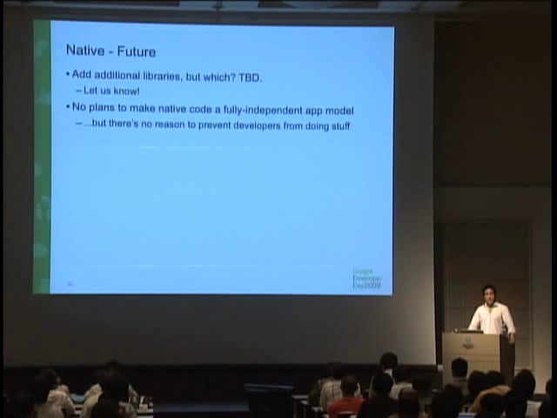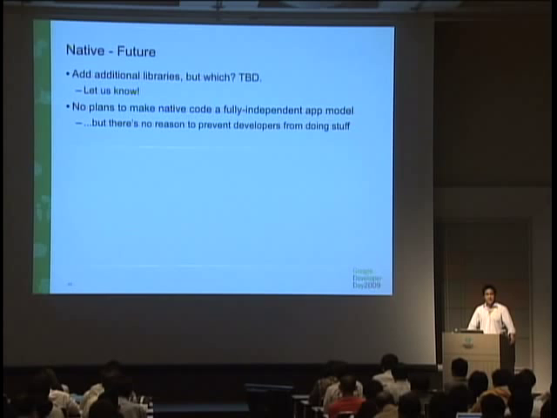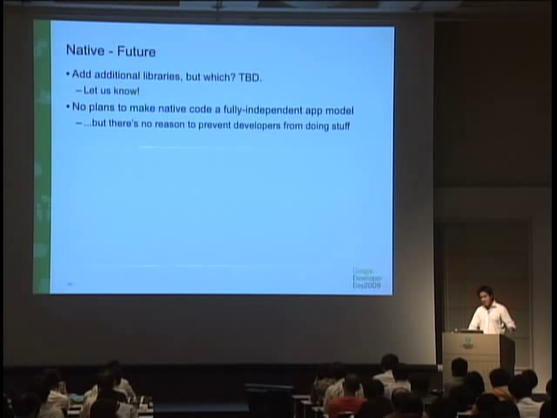So where are we going in the future with native code? Well, we're planning on adding additional libraries, but it's open-ended as to which ones. So if you have any thoughts or requests, please let us know so that we can make an informed decision about which additional libraries we can make available to you as developers. What we won't do in the future is make native code a fully independent application model. What that means is that you won't be able to create applications using only native code. But that doesn't mean we have any reason to prevent developers from doing things. So if you need access to particular libraries, again, please let us know.